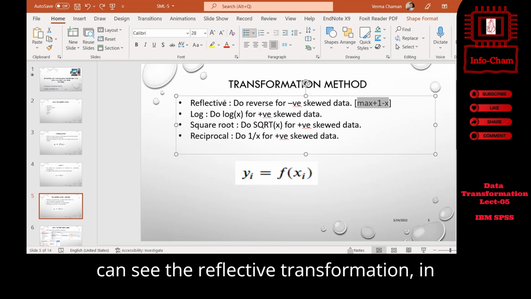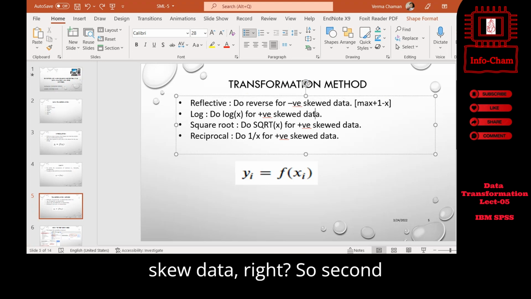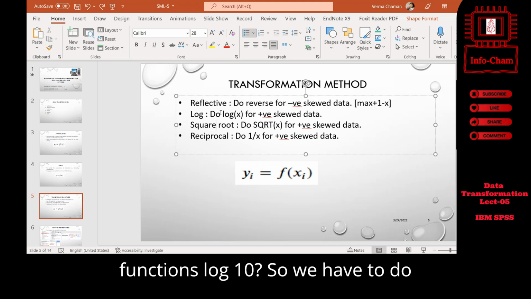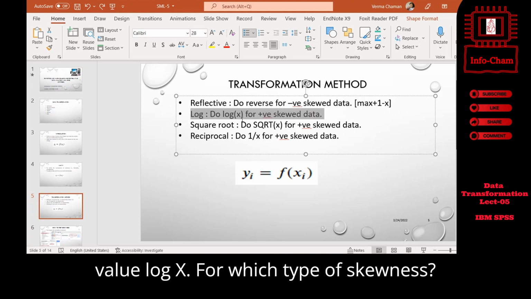Sometimes in books you can see it called the reflective transformation, which applies if your data is negatively skewed. The second one is the log transformation. Do you know about the mathematical function log 10? We have to pass the variable value into log x.